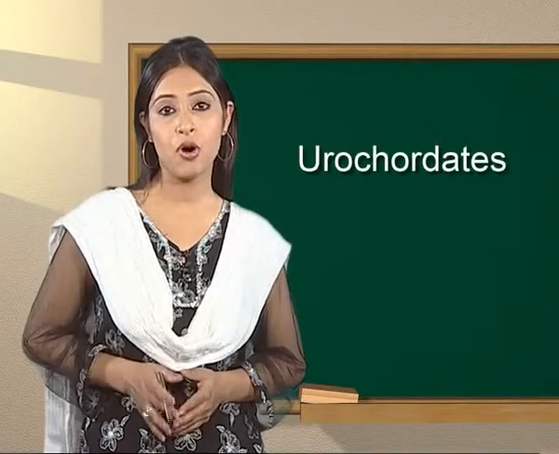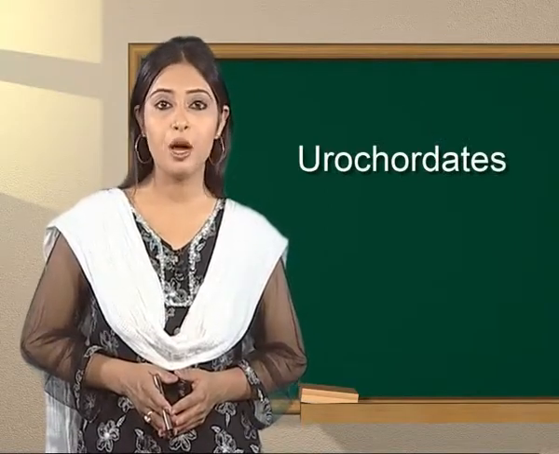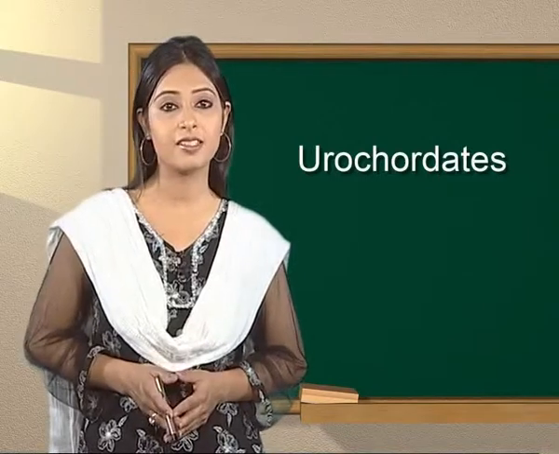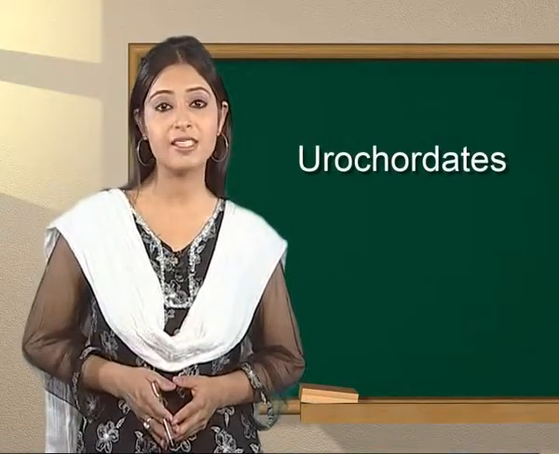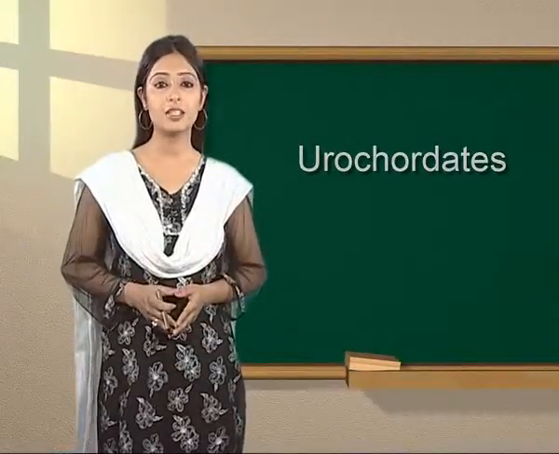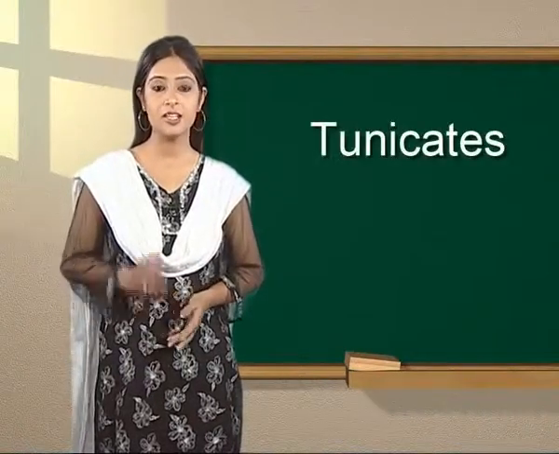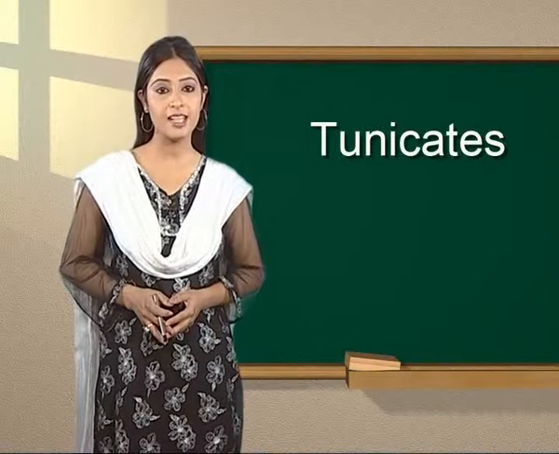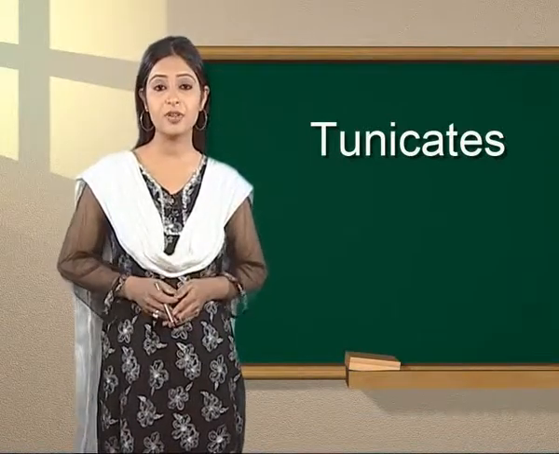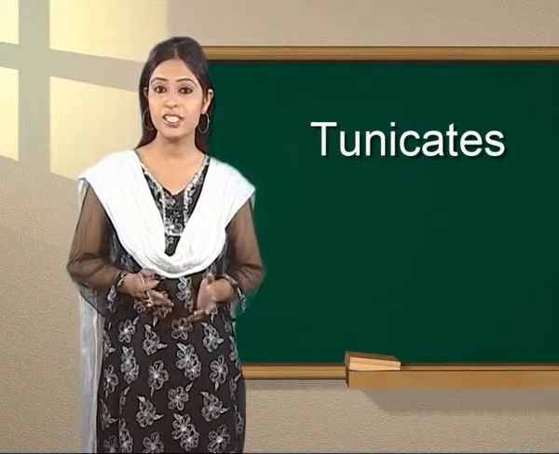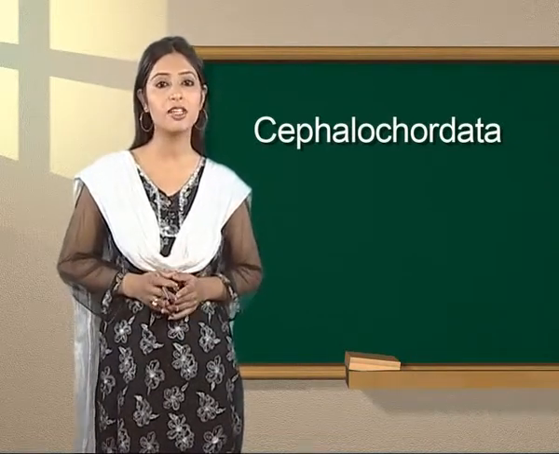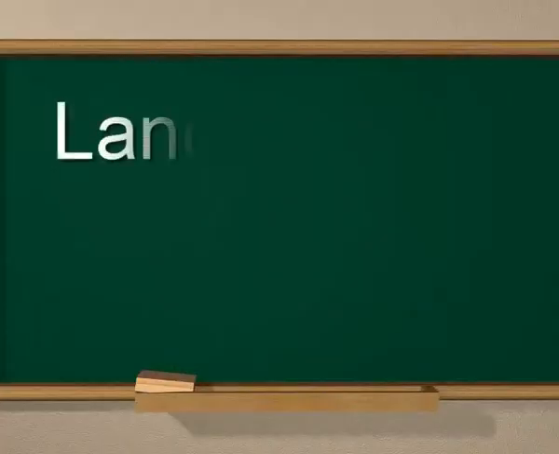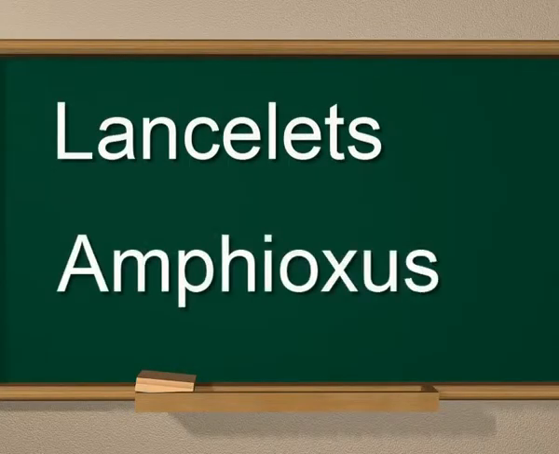Urochordates have a notochord and a nerve cord, but these are lost in adults. So, the adults lack the notochord but keep the pharyngeal slits. The urochordates are commonly called tunicates due to their protective covering known as the tunic. This tunic is made up of cellulose, which is very rare in animals. Cephalochordata is a small subphylum of very unusual creatures commonly called lancelets or amphioxus.